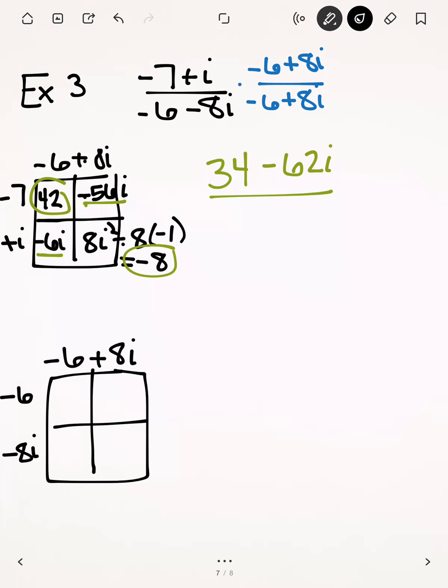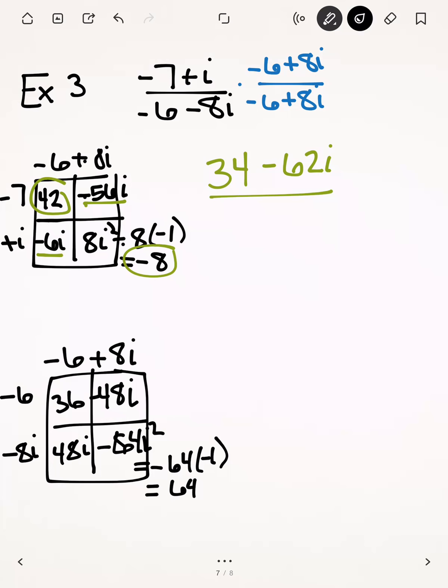Negative 6 times negative 6 gives me 36. Negative 6 times a positive 8i gives me negative 48i. Negative 8i times a negative 6 gives me a positive 48i. And then a negative 8i times a positive 8i gives me a negative 64i squared. Well, i squared equals negative 1, so I get negative 64 times a negative 1, which gives me a positive 64. So I need to combine my like terms.